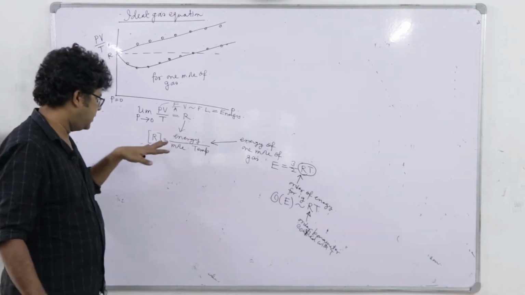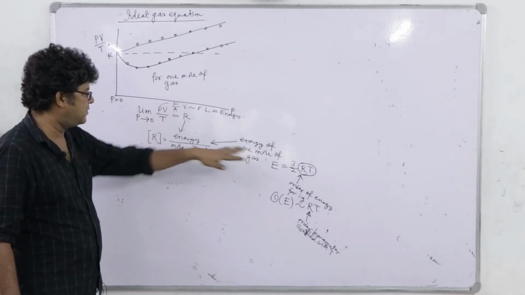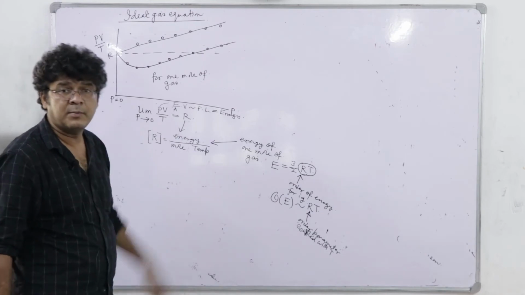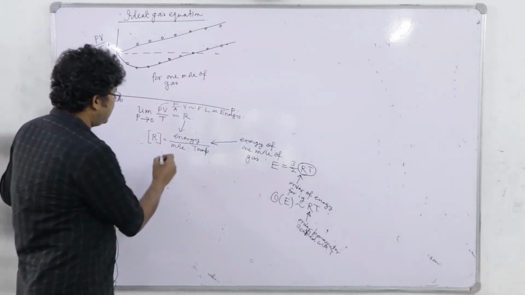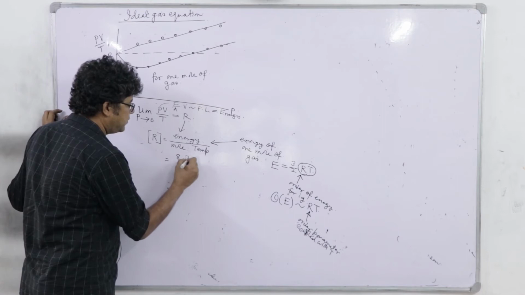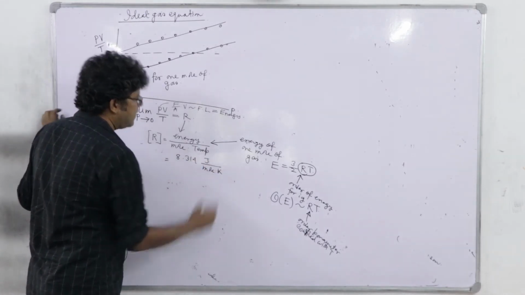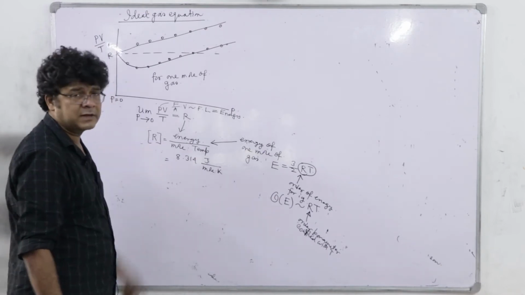So, from there it is clear from the dimensional analysis, it exactly corroborates with the dimensional analysis that energy per unit mole per unit temperature is basically R, and as you all know, its value is 8.314 joule per mole per Kelvin. So, that is about the ideal gas.